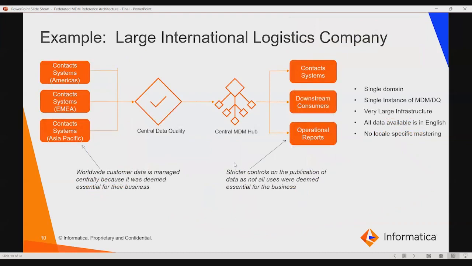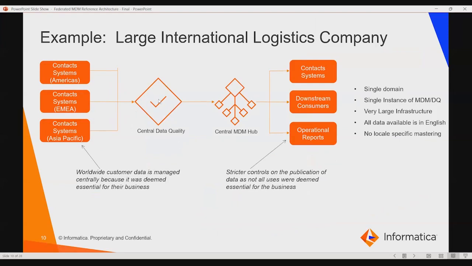Let's talk about an example for this. So we have a large international logistics company. So you have the contact systems in America and EMEA. You have the contact system in Asia Pacific as well. They have worldwide customer data, which is managed centrally because it was deemed essential for the business.